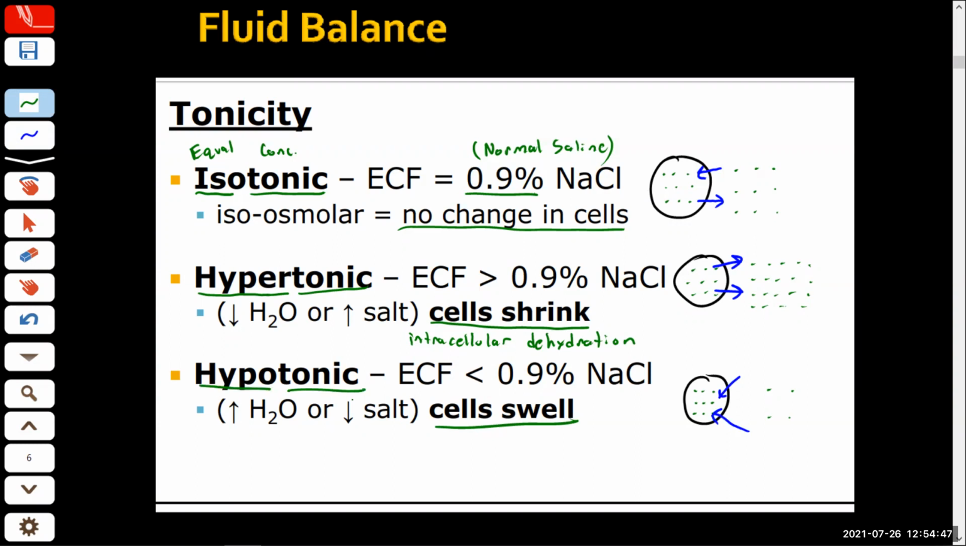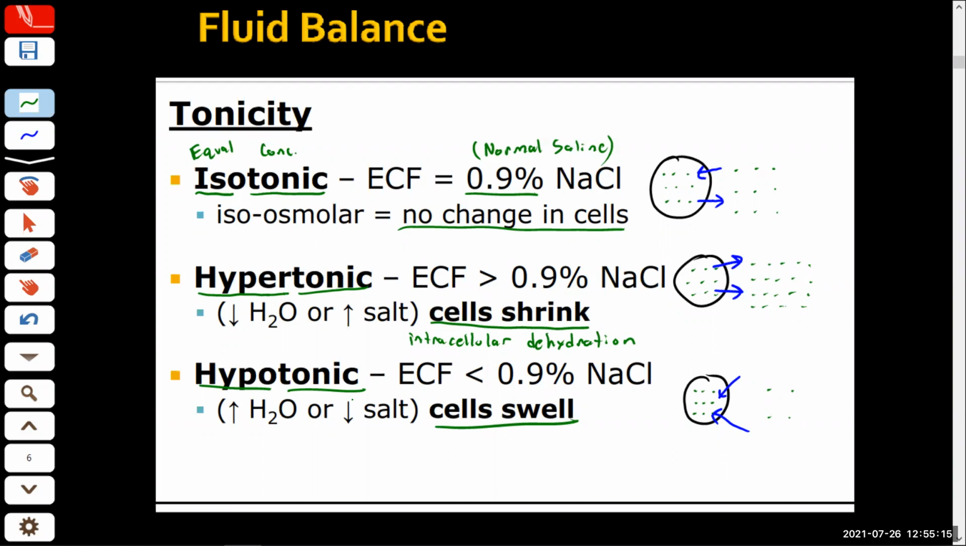So why would we ever give a hypertonic solution? Why would we ever want to shrink somebody's cells? Don't think about it too hard. What's wrong with them? Maybe they're too big. Maybe this person's cells are very bloated. Maybe they have fluid overload. Maybe they have too much water. We can provide this solution to help pull the water out of the cells.